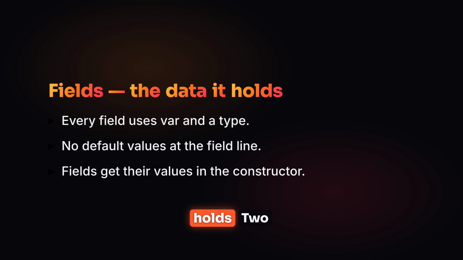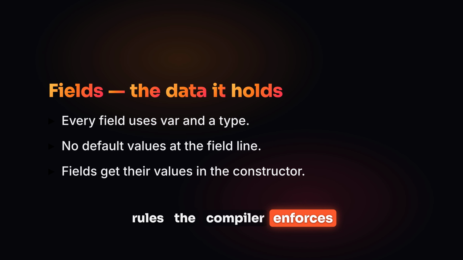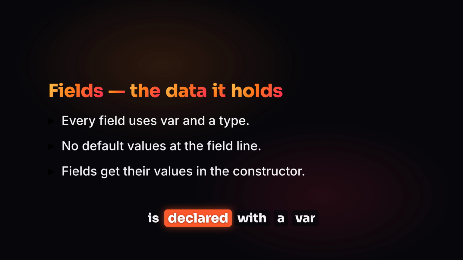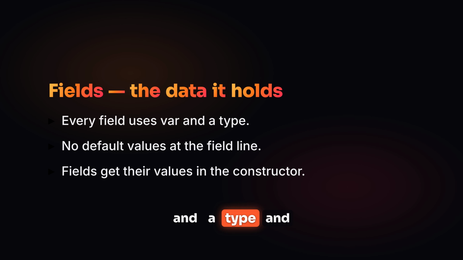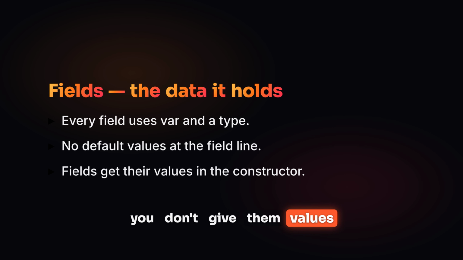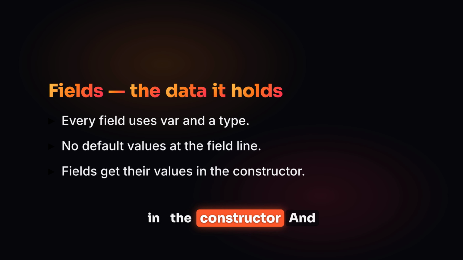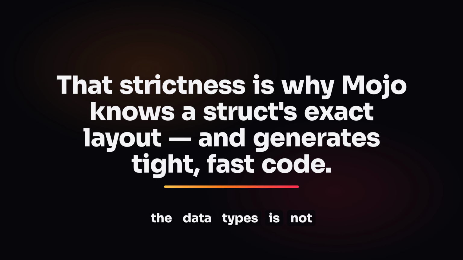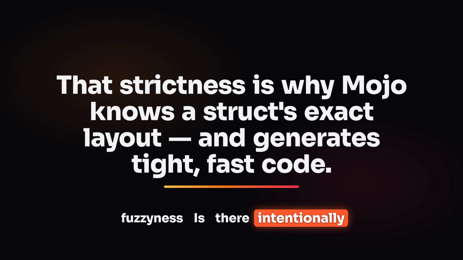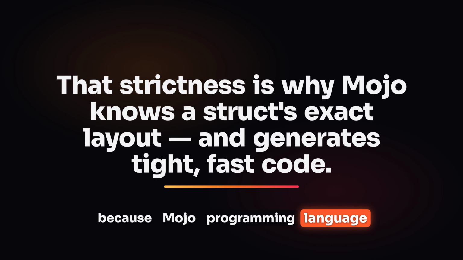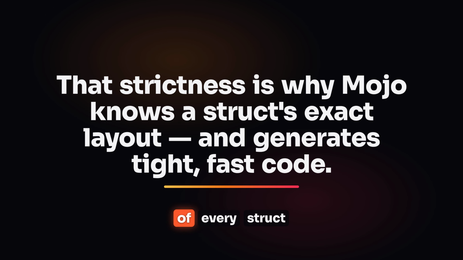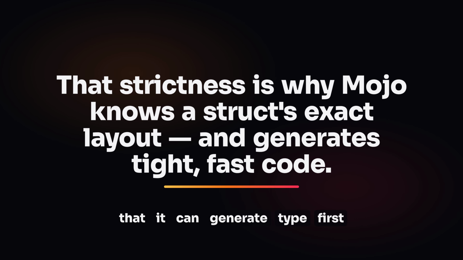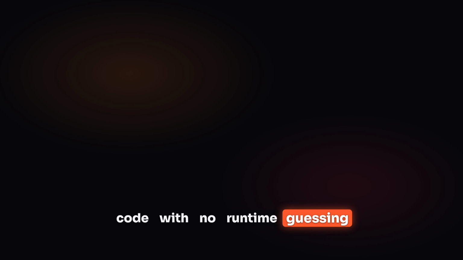First, the fields. The data the struct holds. Two rules the compiler enforces here. Every field is declared with a var and a type. And you don't give them values on that line. That happens in the constructor. And the strictness of the data types is not fuzziness, it is there intentionally, because Mojo programming language knows the exact layout of every struct at compile time, so that it can generate tight, fast code with no runtime guessing.